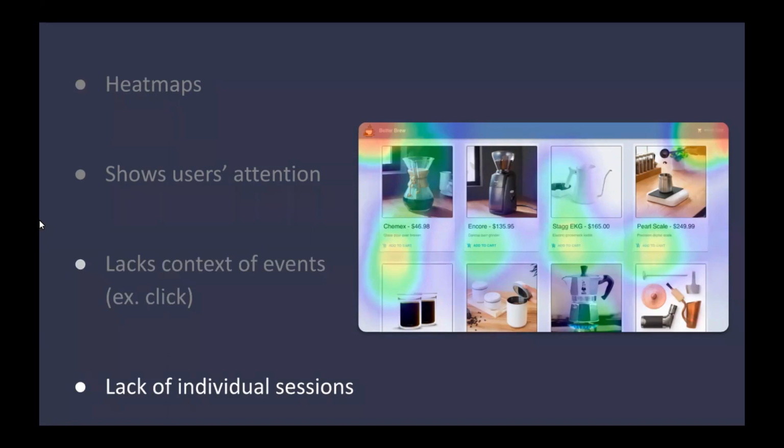Also, it lacks the ability to look at individual sessions. Usually, heat maps only show an aggregate of all the user's sessions. So while this is good at giving an overview of qualitative data for users' interactions, it lacks context and individual sessions that would allow for conversion analysis to see where users are leaving the conversion path.